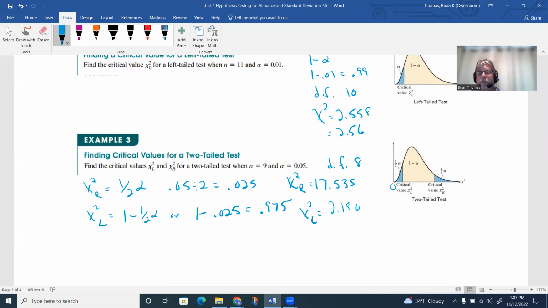So on this one, notice that you would have to be greater than 17.535. That would be where you have to be in the rejection region. And over here, you'd have to be less than 2.180. That would be this rejection region here. And your rejection region over here would be greater than 17.535.